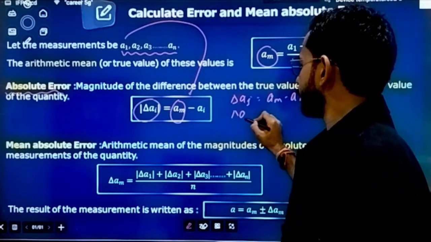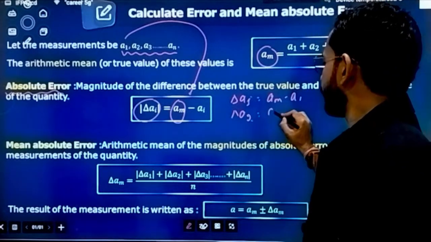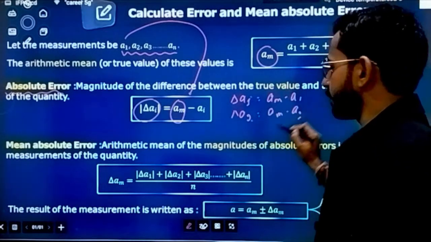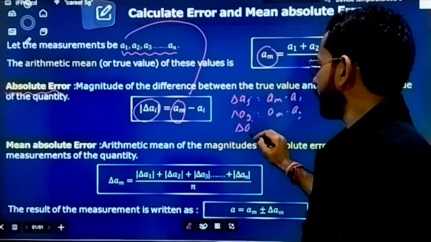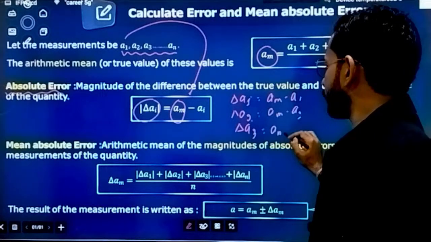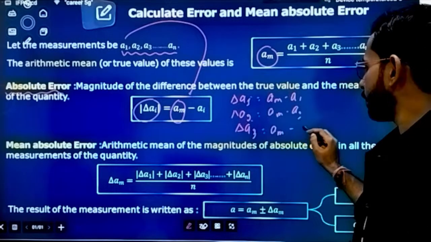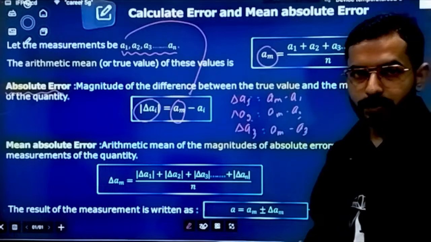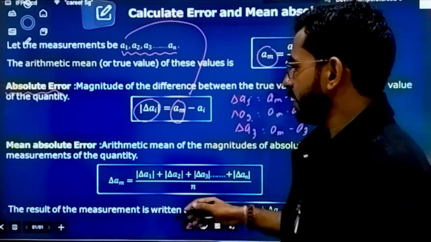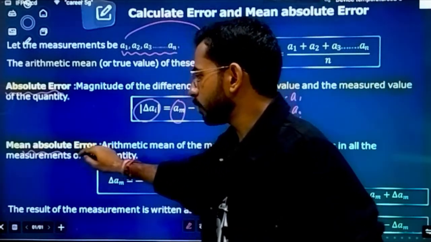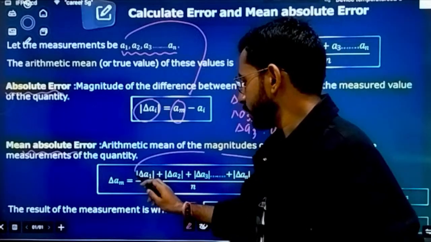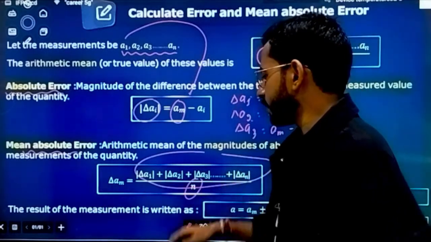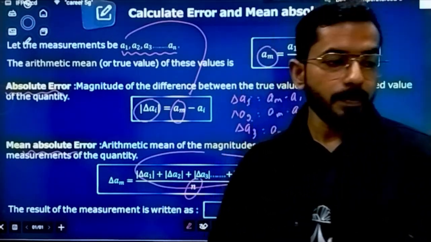If I have to calculate delta a2, I will be calculating the mean that I have calculated minus observation 2. If I have to calculate delta a3, I will be subtracting from the mean, minus a3. I will be calculating delta a3. If I have to calculate mean absolute error, take the sum of all these absolute errors divided by the number of errors. That's it. That is what mean absolute error is.